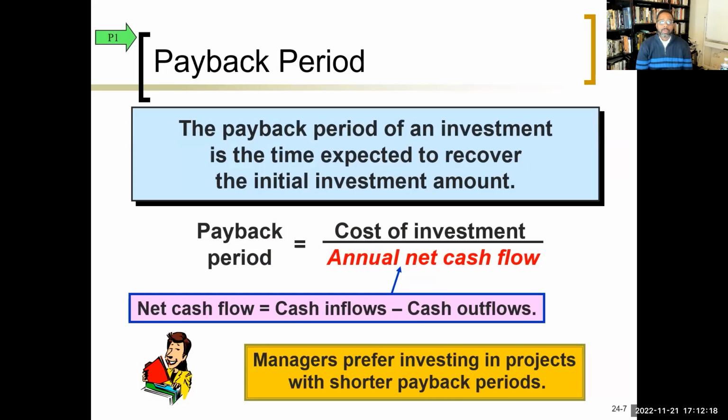So one of the ways we figure out how long it's going to take us to get our money back when we make this type of investment is called the payback period. And the payback period involves taking the cost of your investment and dividing it by the annual net cash flows. This is an example where you would know how much money you're going to get back from an investment.